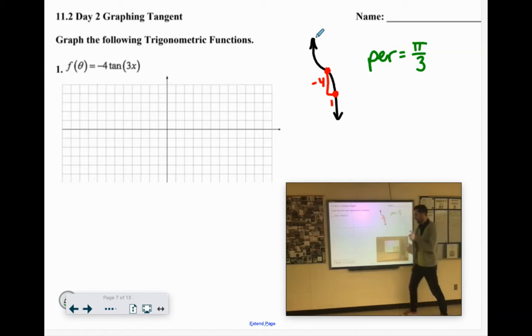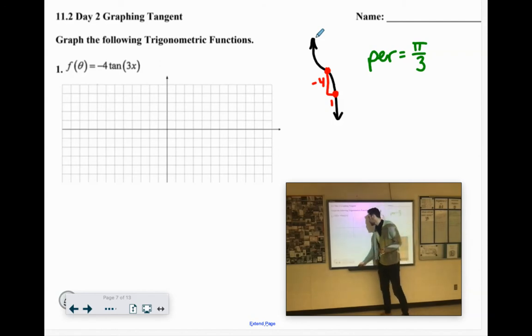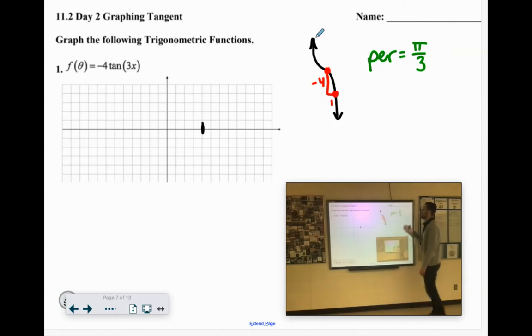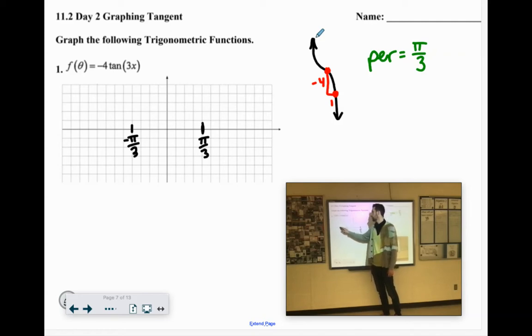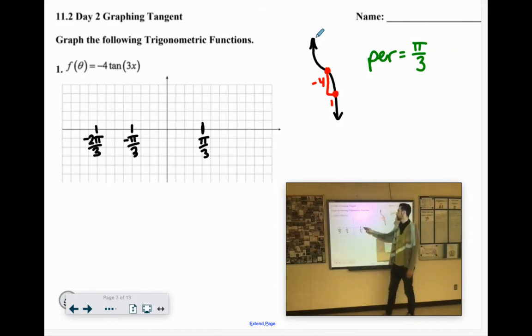Great. Now typically our period was pi, right? So we had one full period cover 4 spaces. So if we said 4 spaces is going to be 1 cycle, this could be our pi over 3. To the left could be negative pi over 3. If we did 4 more, negative 2 pi over 3. 1, 2, 3, 4. This could be a positive 2 pi over 3.